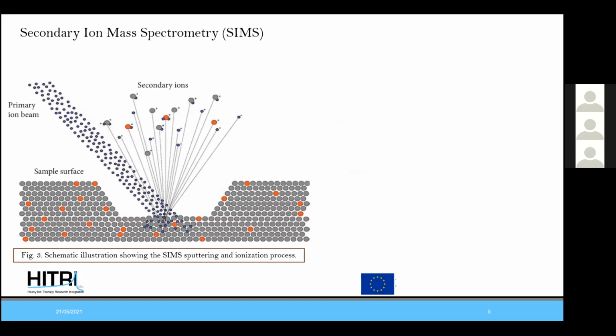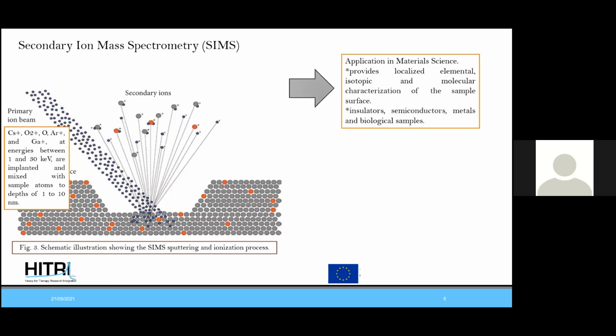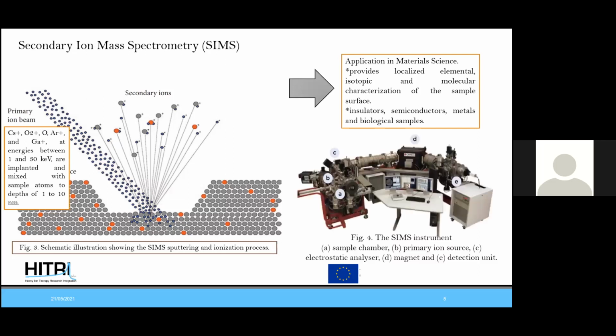This method uses oxygen, argon, cesium, or gallium ions that are implanted inside of the sample, and those atoms can reach depths of 1 to 10 nanometers. It is used in materials to get information about the elemental distribution of the elements, and also for solid state materials like insulators, semiconductors, metals, etc. Figure 4 presents just the basic setup. I have a lot of methods, so I will not focus on this slide.